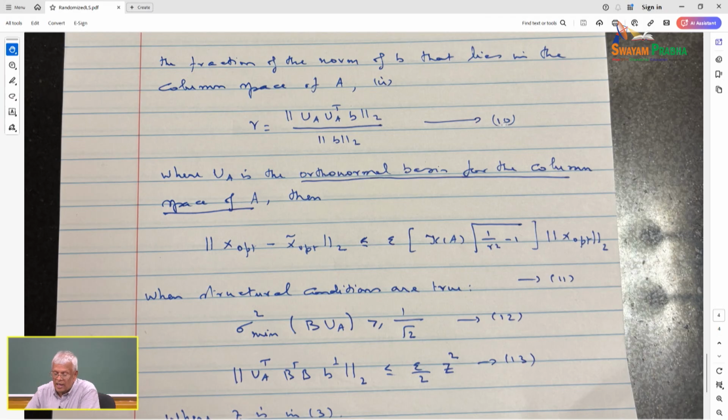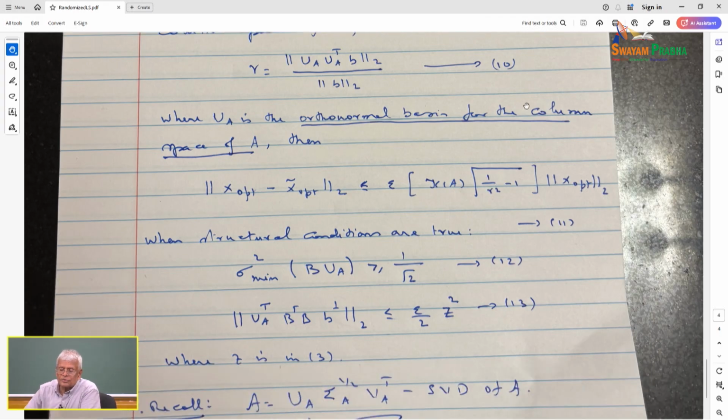Gamma is the ratio in 10. This constant multiplies the X optimum with respect to the 2 norm. So, if gamma is large, if the ultimate value of gamma is 1, so if gamma is 1, this upper bound becomes 0. That means X optimum is equal to X tilde optimum. If gamma is in between 0 and 1, there is an error. Please understand, that is essential.